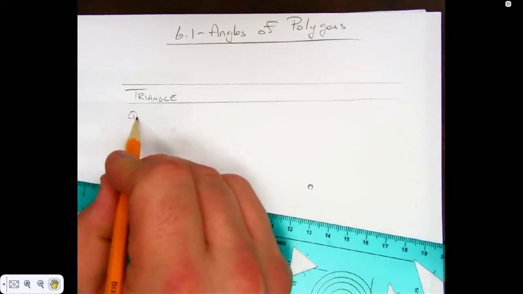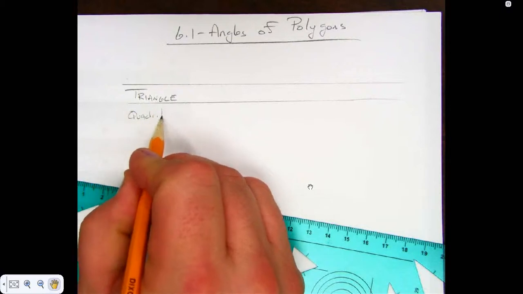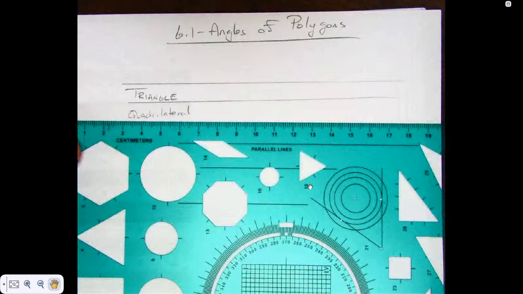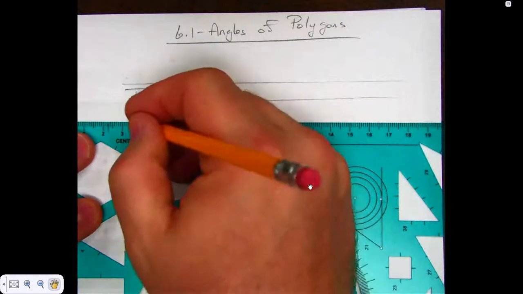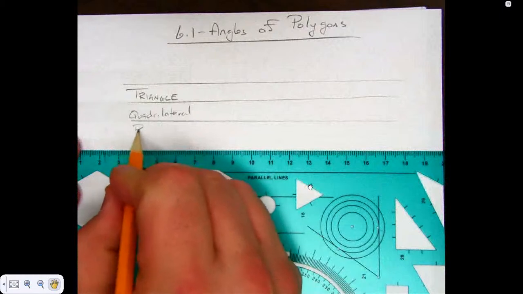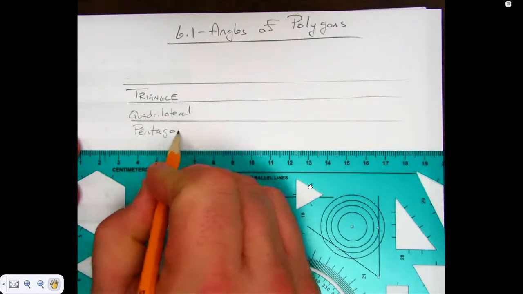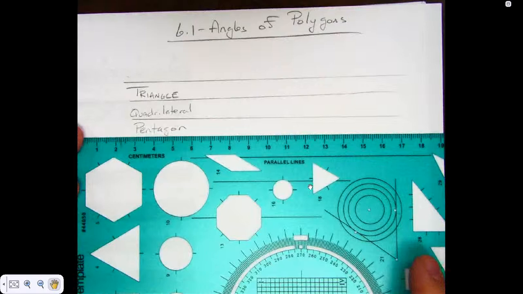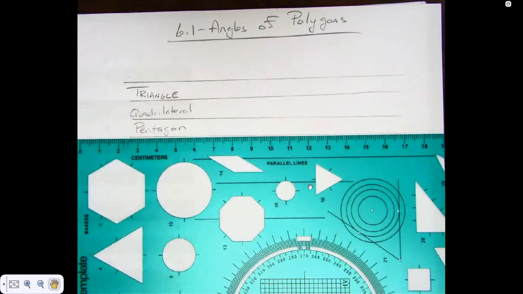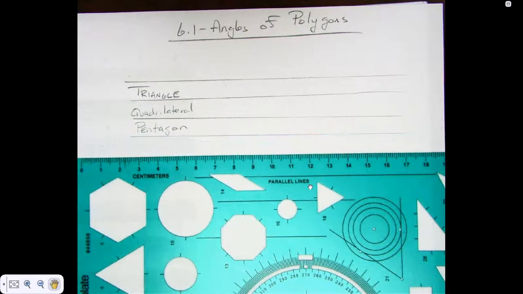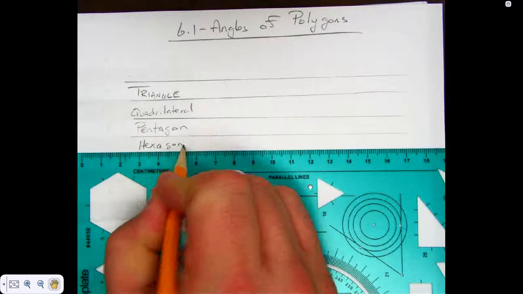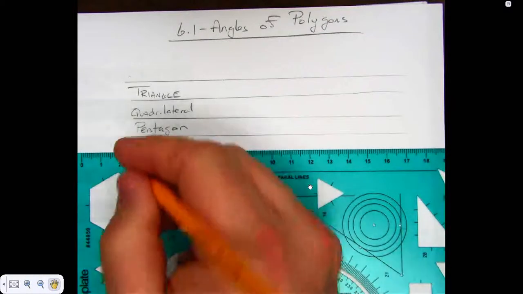The next one, quadrilateral. Anybody know what the next one is? Pentagon. Let's go to another one. Hexagon. We'll stop right there for right now.